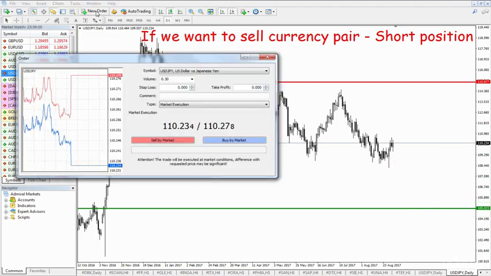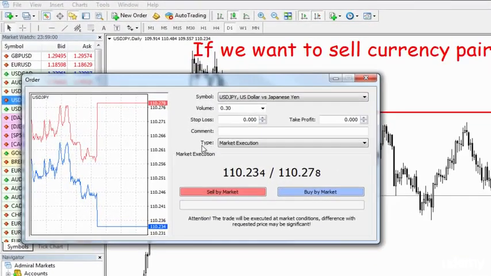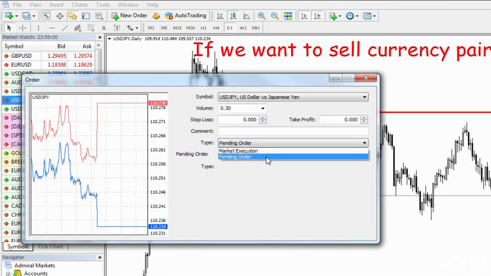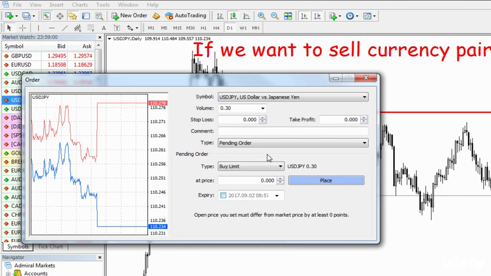We will click on the New Order button one more time to show the type field, which means order type. In the drop-down menu, there are two types of orders, and these are market execution and pending order. Market execution means selling or buying at the current price, as we did in the previous two examples. Another type is the pending order. A pending order represents a price above or below the current price from which the trader wants to get into a position.